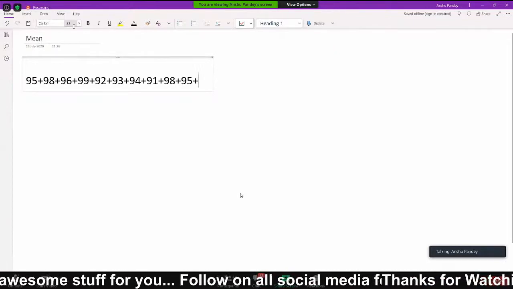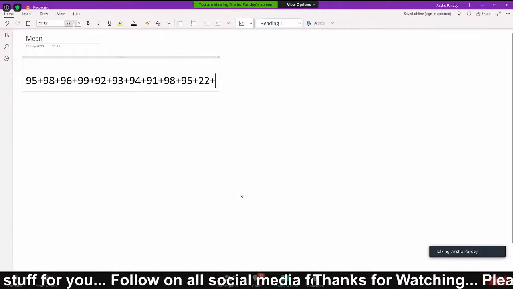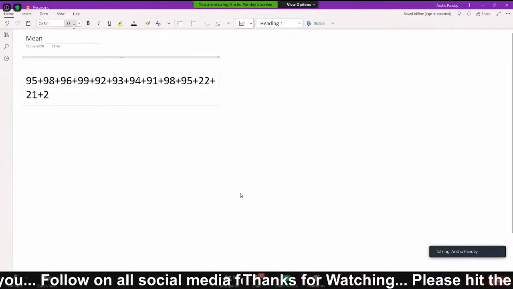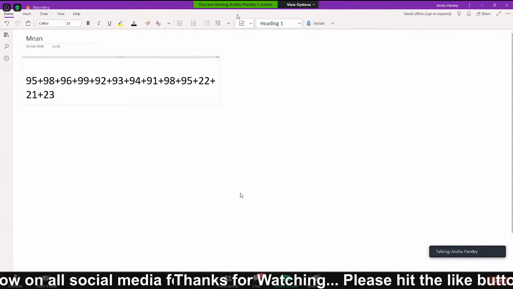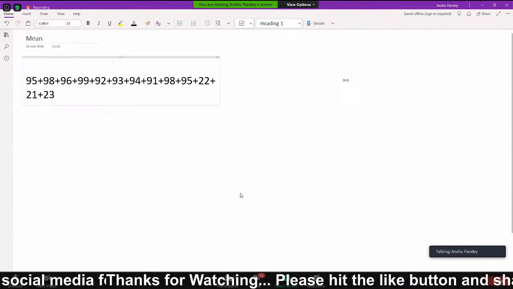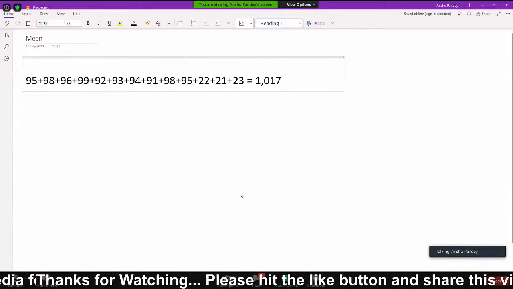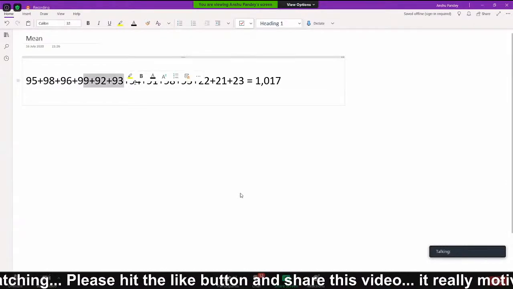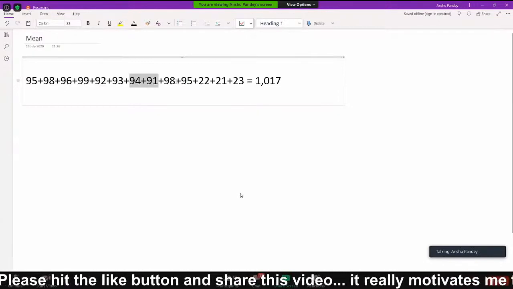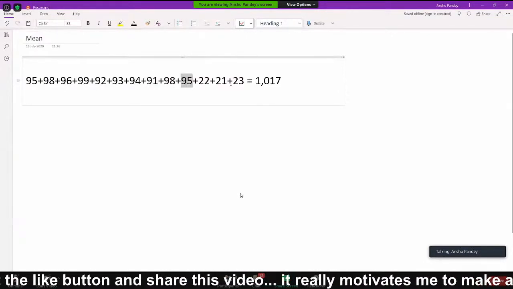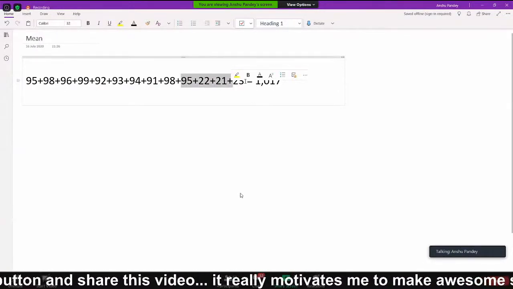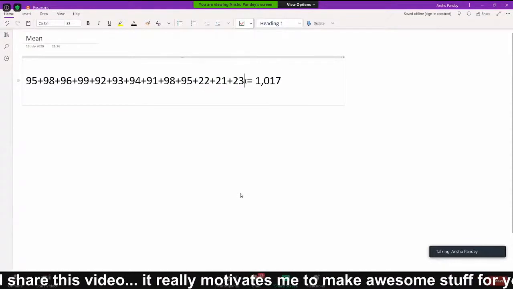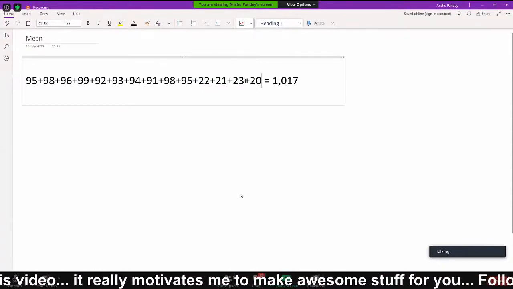But then there are a few low scorers like 22, 21, 23. Now because of these low scorers, what will happen? If I look at the sum of the values, it's 1017. If I count them up, 1, 3, 4, 5, 6, 7, 8, 9, 10, 11, 12, 13. I'm going to add one more, which is let's say 20.